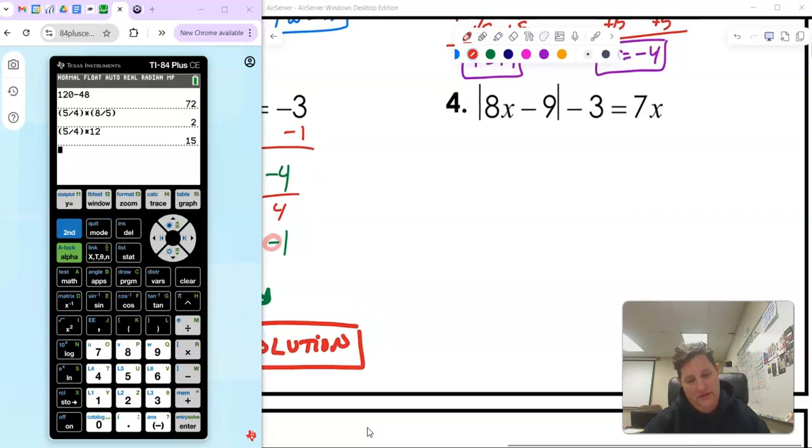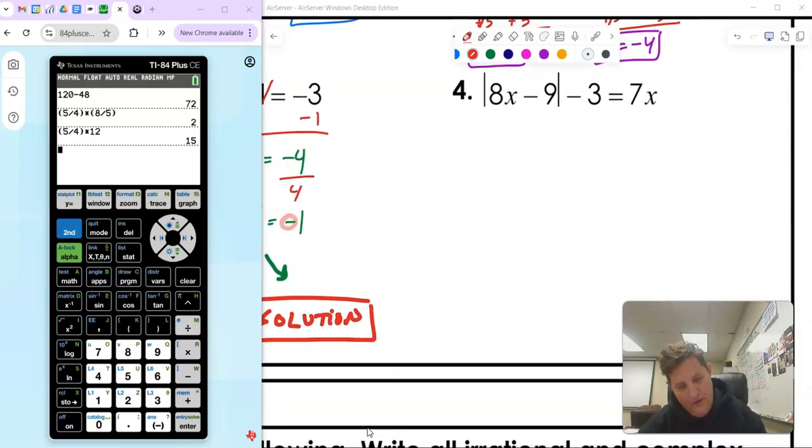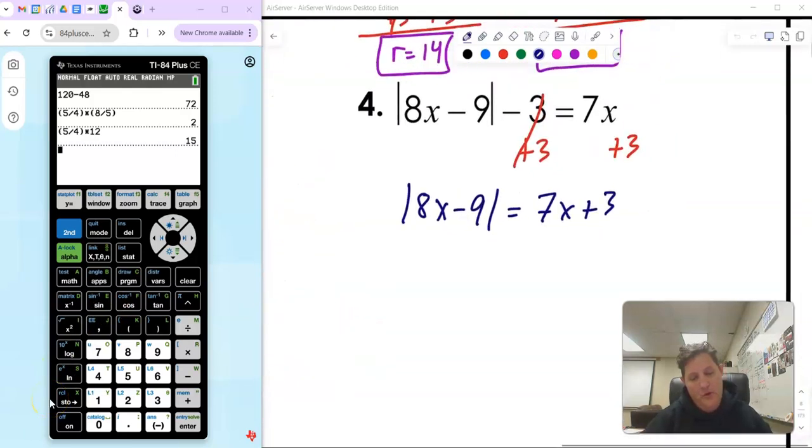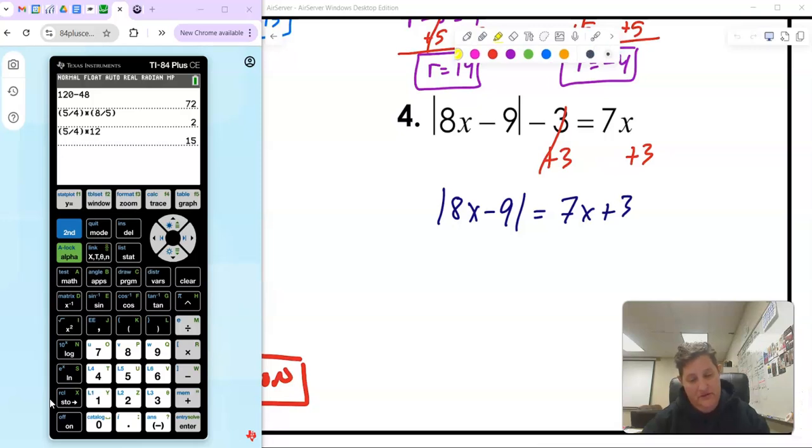Okay, great. Let's take a look at this last one. Okay, first I'm going to add 3 to the other side. So I have the absolute value of 8x minus 9 equals 7x plus 3. Okay. You are going to also have a question like this on your test. So, when you have an x in and an x outside of the absolute values, all right, what that means is that there is a chance you might get extraneous solutions. Okay, it's just like the way that this works.